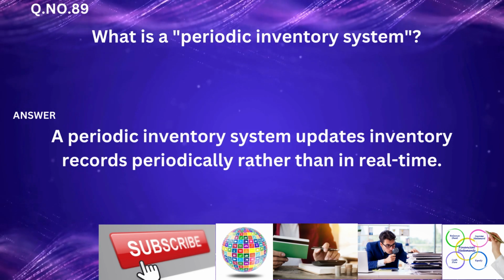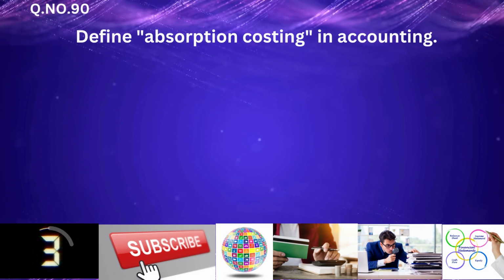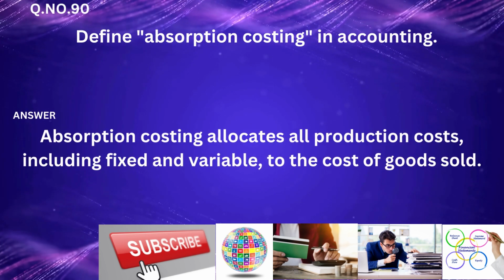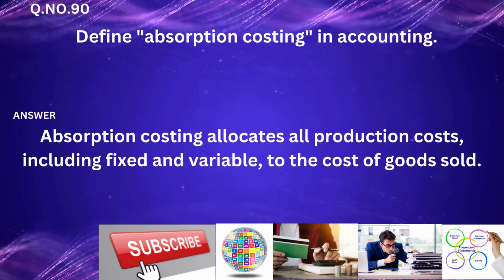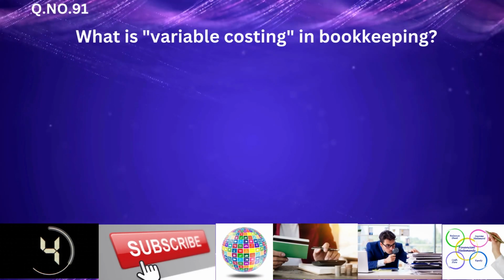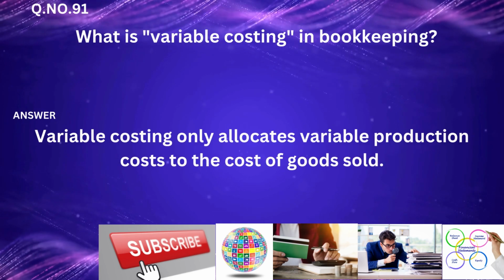Question 99. Define variable cost in bookkeeping. Answer: variable costs change in direct proportion to changes in production or sales volume. Question 100. What is marginal cost in accounting? Answer: marginal cost is the additional cost incurred when producing one more unit of a product.